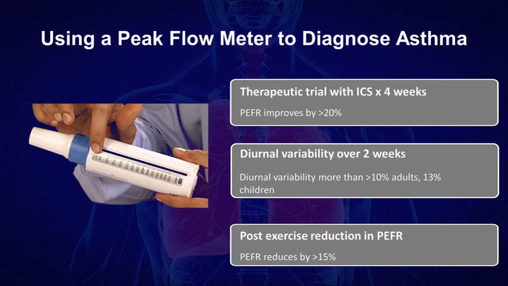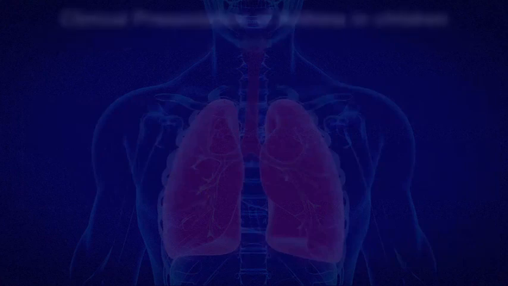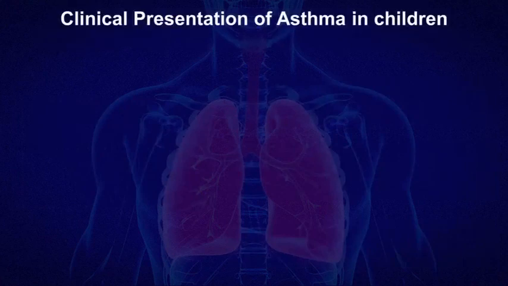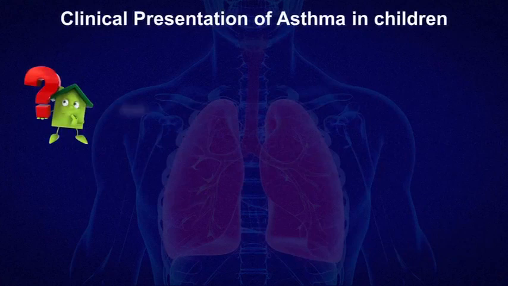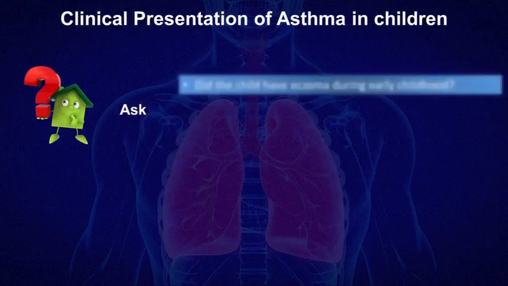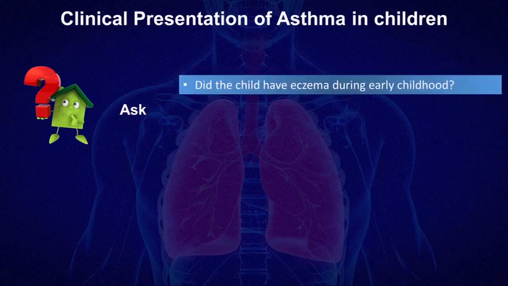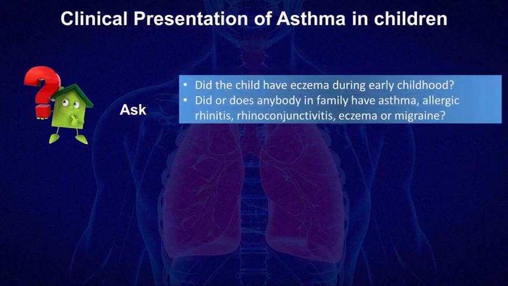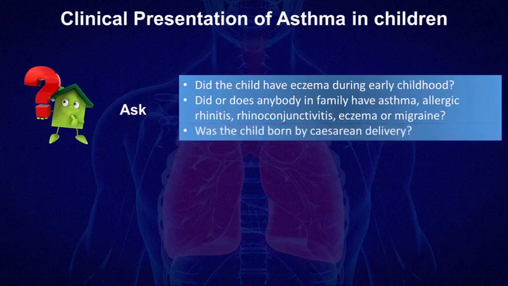Now here are some important questions that I would like you to ask your patients, such as if there are children, for example. How can you get clues from the history about whether this is asthma or not? Ask the parents, did the child have eczema during early childhood? Important, isn't it? Because past history of atopy. Did or does anybody in your family have asthma, allergic rhinitis or other atopic diseases? And was the child born by a cesarean delivery? All important risk factors associated with asthma. So if the answer is yes, then you know that your child is more likely to have asthma than anything else.